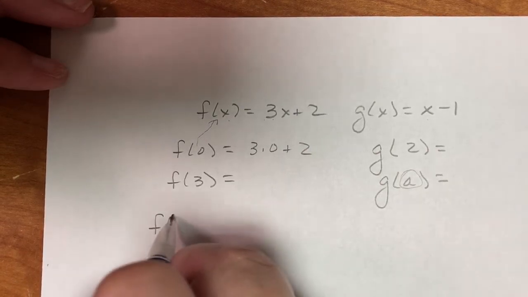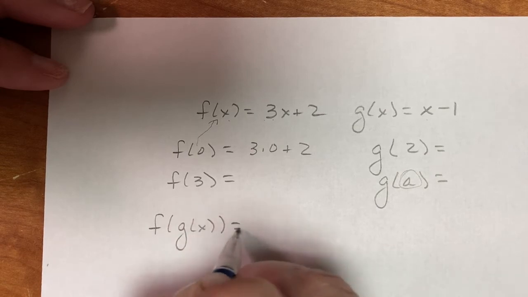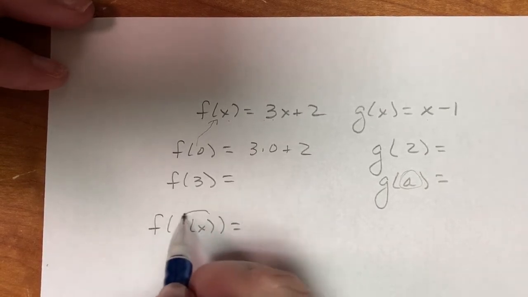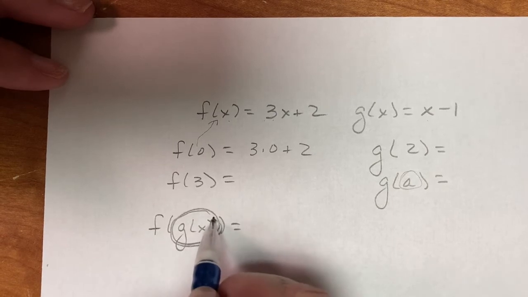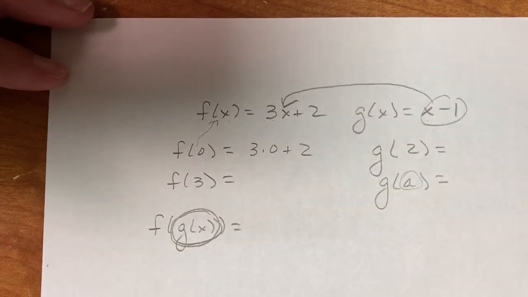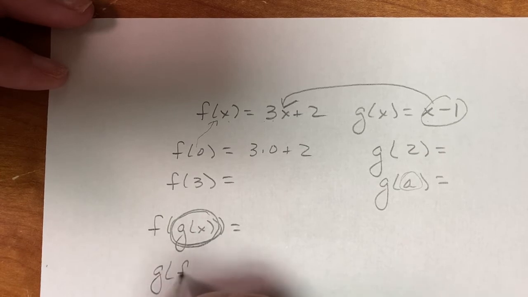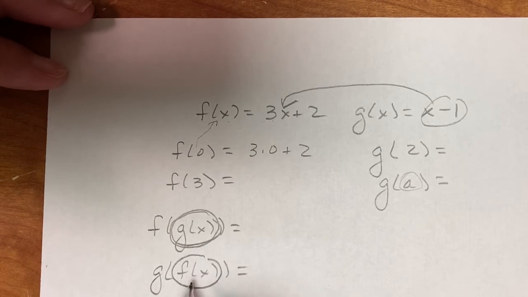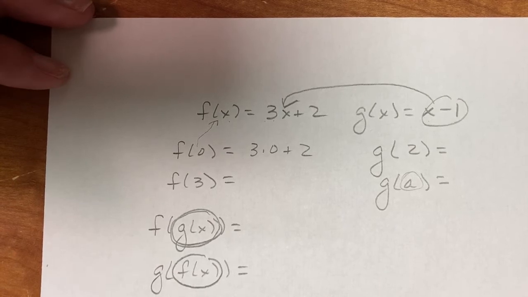So if I want f of g of x, I take my g of x function and I plug it into my f function for x. If I want g of f of x, I take my f of x function and I plug it into my g. So what composition is, it's really just plugging one function into another function. So that's what composition functions are.